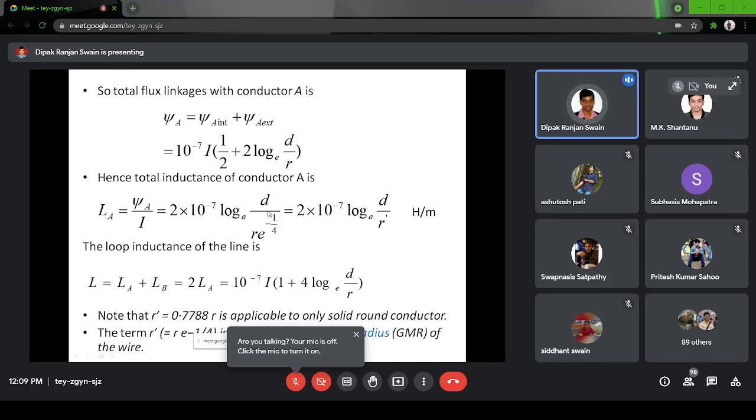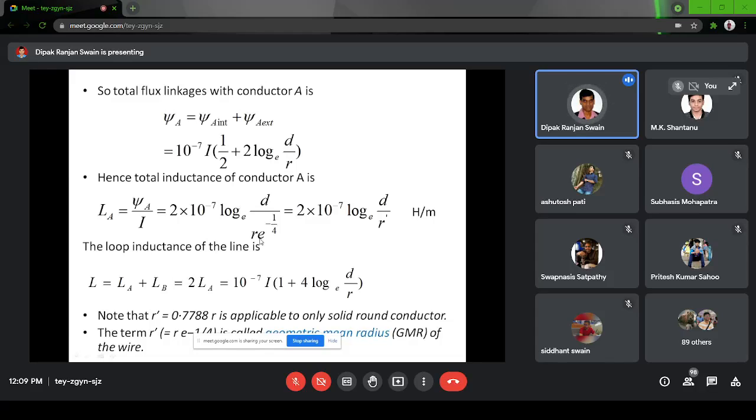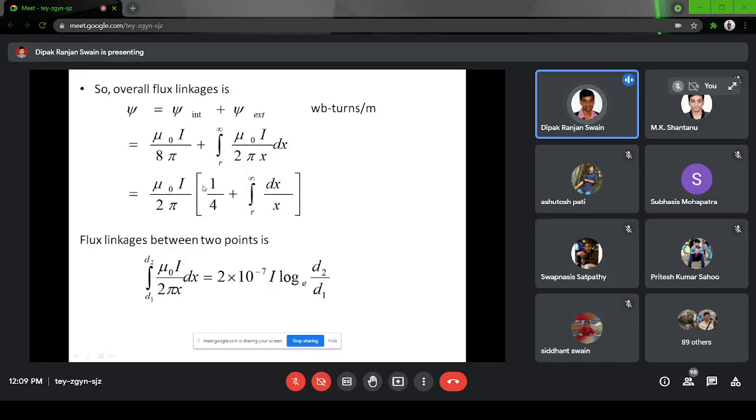So I will be cancelling here, and there is a 2 here. If I take 2 into 10 to the minus 7 common, it becomes 1 by 4. This 1 by 4, just to simplify the calculation, is written as r e to the minus 1 by 4. So this will be written ln e to the power 1 by 4. Correct? Ln e to the power 1 by 4, so that it becomes 1 by 4, as ln e is 1.